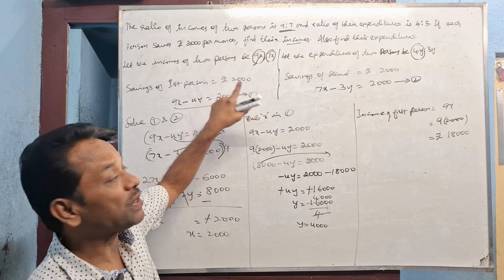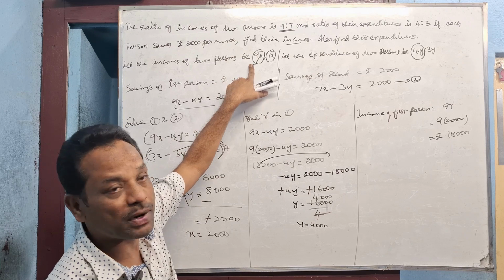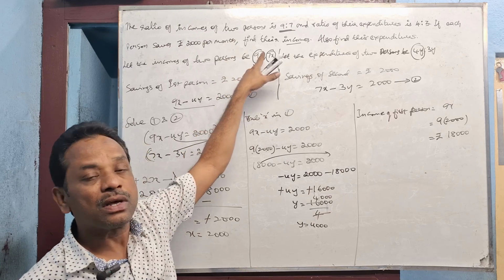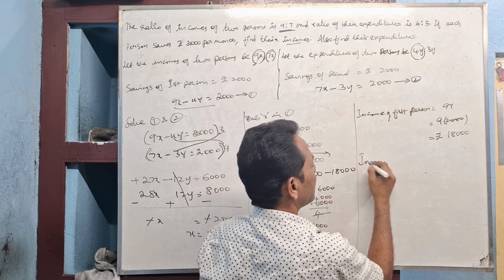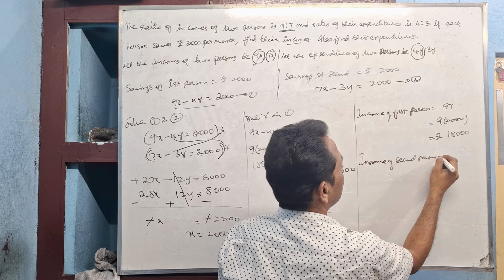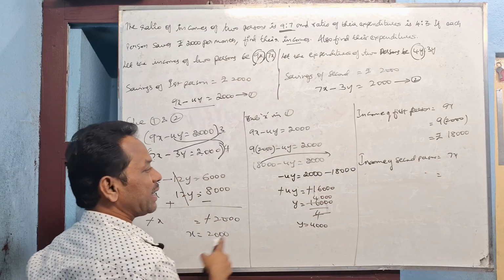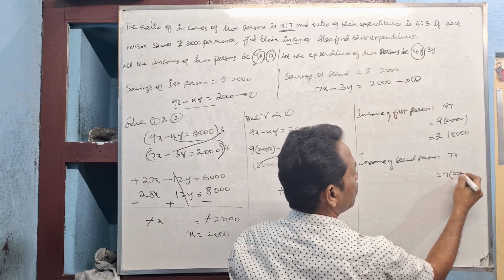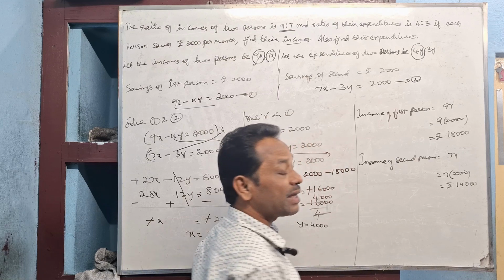Now if you want the income of the second person, let me take 7x. So this is the income of the first person, and this is the income of the second person. Income of the second person equal to 7x. We already know the x value, so 7 into 2000 gives you rupees 14,000. So these are the incomes.